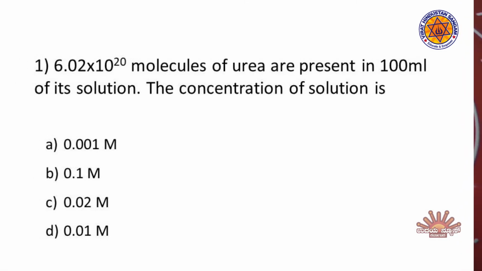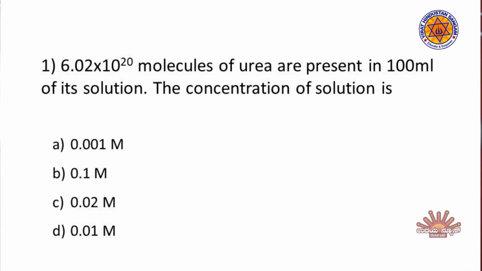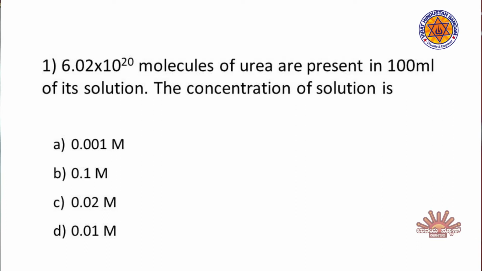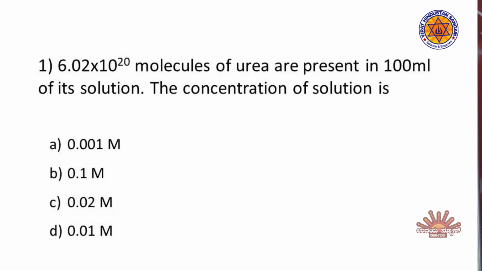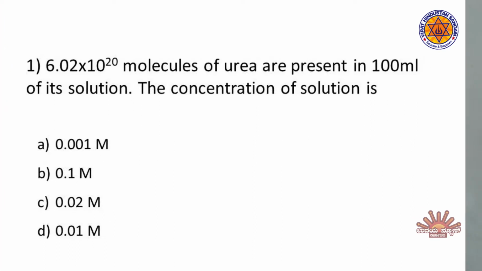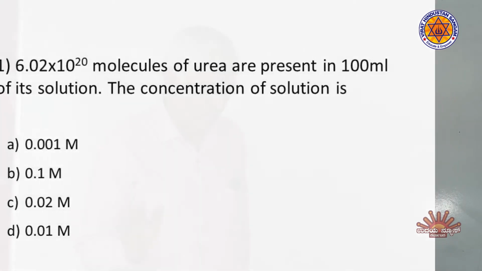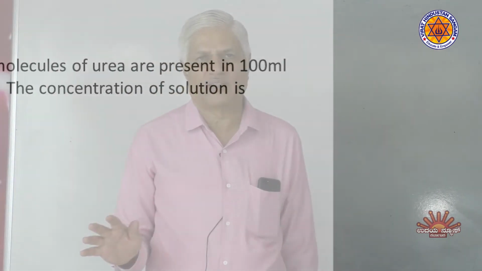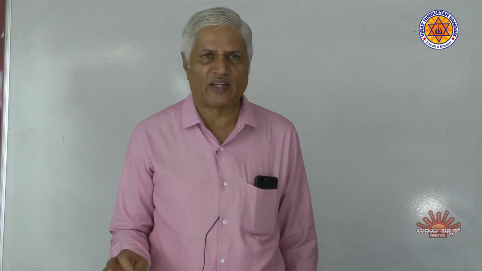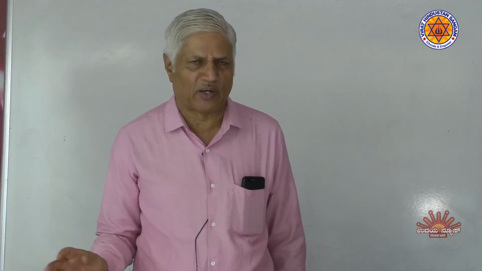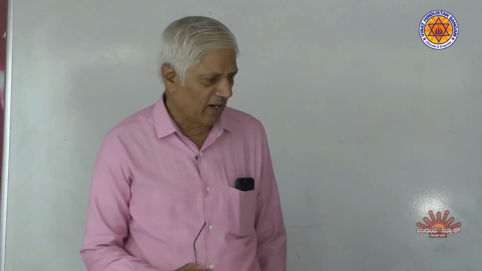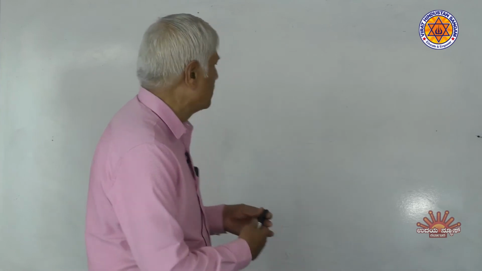Read the question. 6.02 into 10 to the power of 20 molecules of urea are present in 100 ml of the solution. The concentration of the solution is. We have given you 4 options. Concentration, there are many methods: molarity, percentage by mass, and so on. We have given you capital M. Capital M stands for moles per liter.